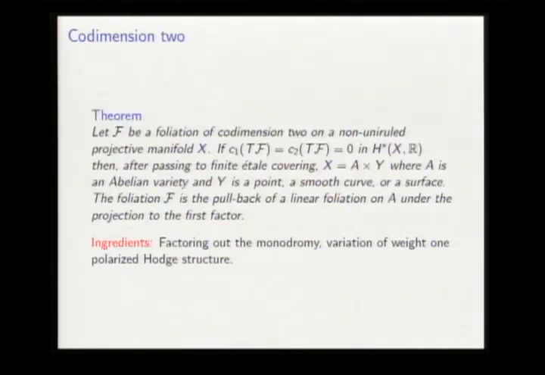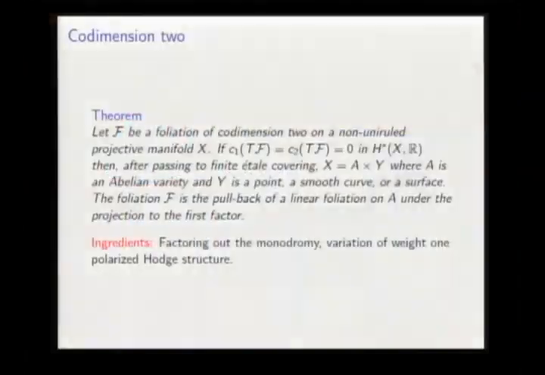But if we restrict to codimension 2, there is not a lot of room to do funny things, and we can prove that indeed we have this product structure. It's a simple exercise looking at the variation of the weight one polarized Hodge structure coming from the fibration by abelian varieties. Okay, so so far that's all we can say for this problem.